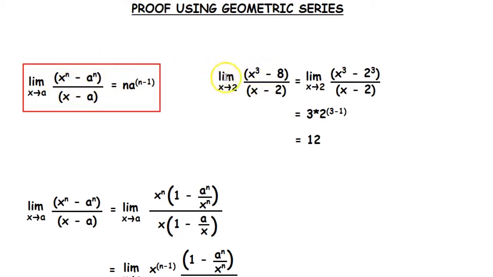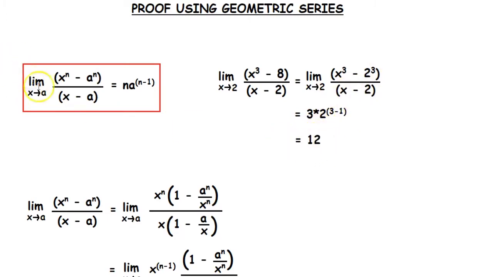So here, for example, if we take the limit of x cube minus 8 divided by x minus 2 as x tends to 2, here we can write 8 as 2 to the power 3. So now we can see that this is in this form. So we can write n into a to the power n minus 1. That is 3 into 2 to the power 3 minus 1. So this gives our final answer 12.